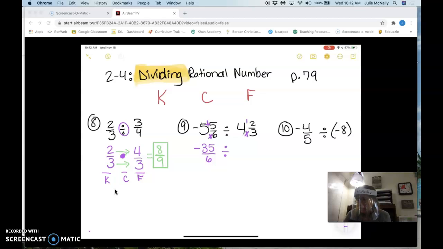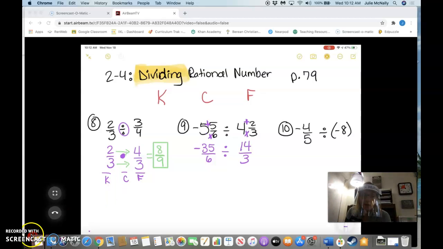3 times 4 is 12. Good. Plus 2. What's 12 plus 2? 14. Keep the bottom number the same. There's a 3 on the bottom. I'm going to leave 3 on the bottom. Okay? Copy that down. I'll be right back.